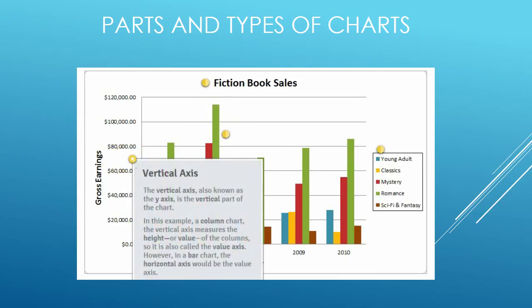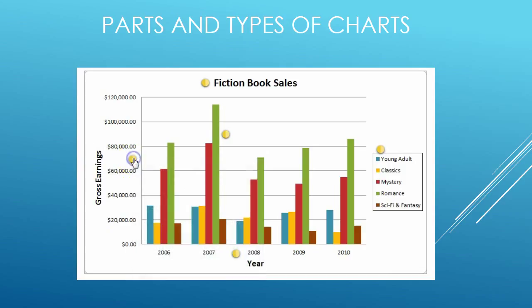The vertical axis, also known as the y-axis, is the vertical part of the chart. In this example, a column chart, the vertical axis measures the height or value of the columns, so it is also called the value axis. However, in a bar chart, the horizontal axis would be the value axis. So it just depends on what kind of chart you're using and the way that it's going to be laid out.